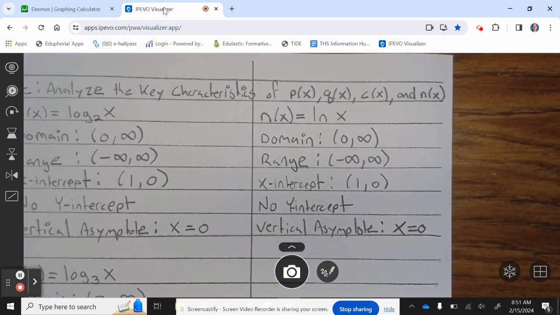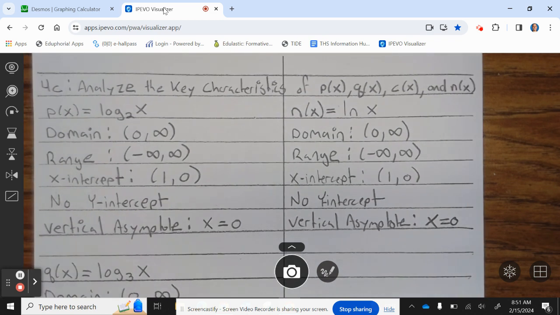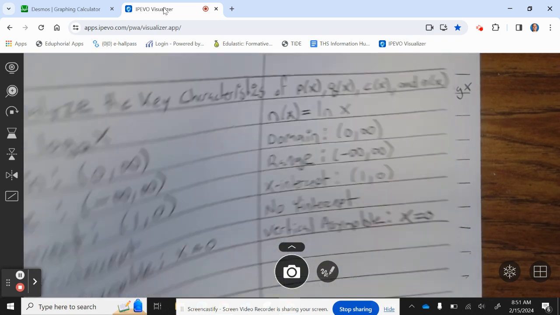N of x equals natural log of x. The domain is from 0 to infinity, not including 0. Range is negative infinity to positive infinity. X-intercept is (1, 0). There's no y-intercept, and the vertical asymptote is x equals 0. All right, let's take a look at the next page.